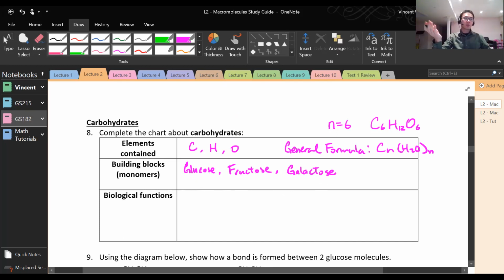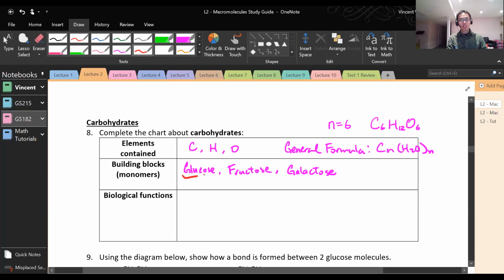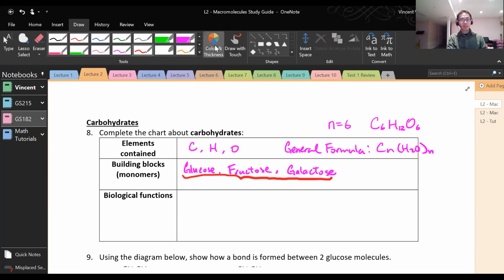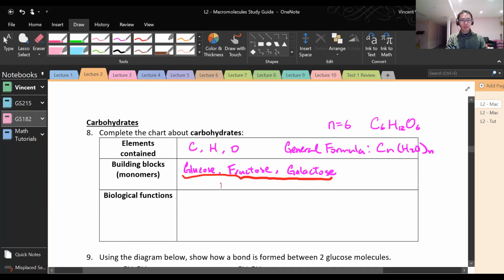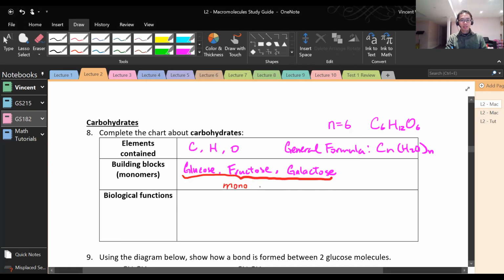You guys should know what these are, because I could easily ask you a question like, which of the following is a monomer, or which of the following is a monosaccharide. These are single sugars, which is why we call them monosaccharides. Mono means single. Saccharide means sugar. Single sugar. There are three of these. I should also mention that these are isomers of each other.